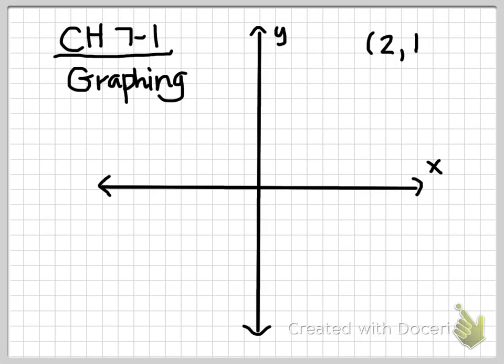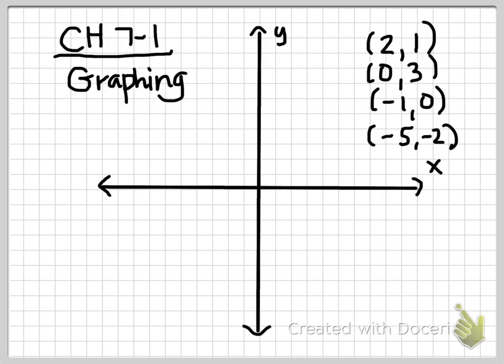(2, 1), (0, 3), (-1, 0), (-5, -2). These are the points that we're going to graph on the x and y axis. The y axis is vertical, the x axis is horizontal. When you give the coordinates of a point, the first coordinate is the x coordinate, and the second coordinate is the y.